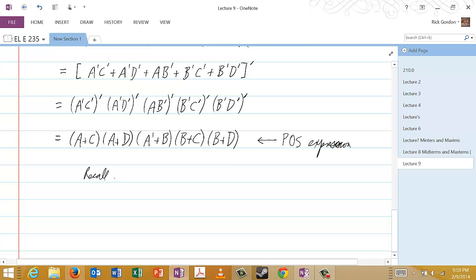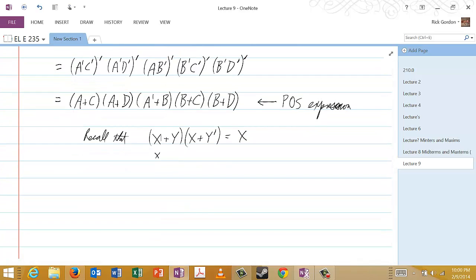And I will remind you, recall that X or Y, ANDed with X or Y prime, is equal to X. And I think you can see that that's true, because X ANDed with X would be X, X ANDed with Y prime would be absorbed into X, X ANDed with Y would be absorbed into X, and Y ANDed with Y prime is 0.